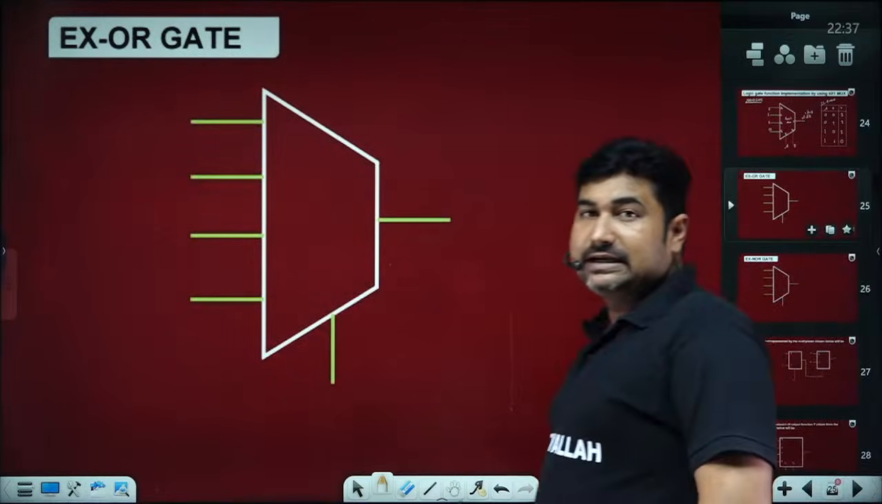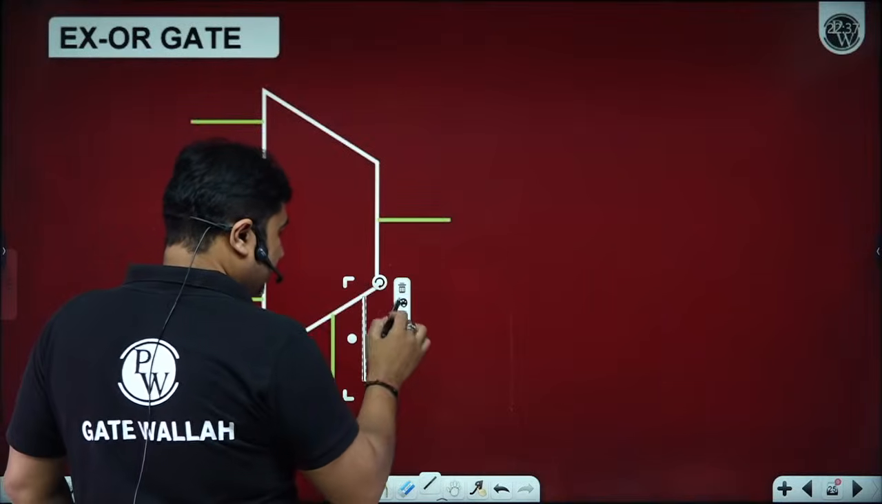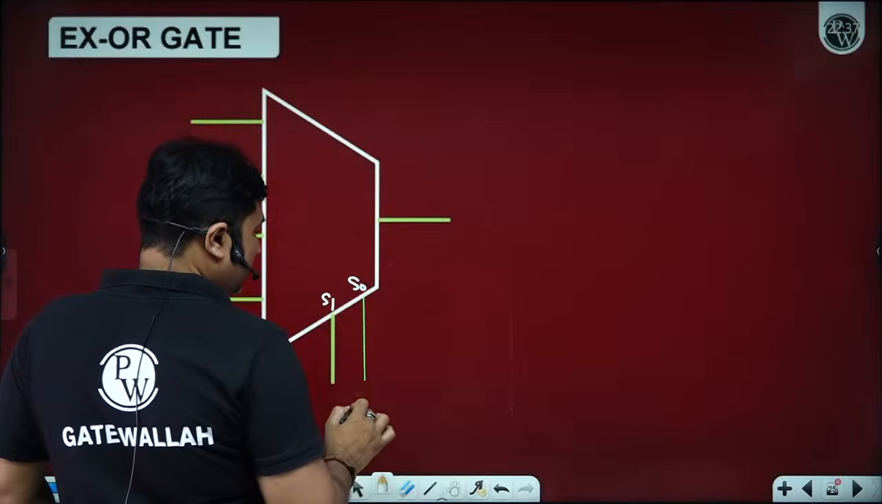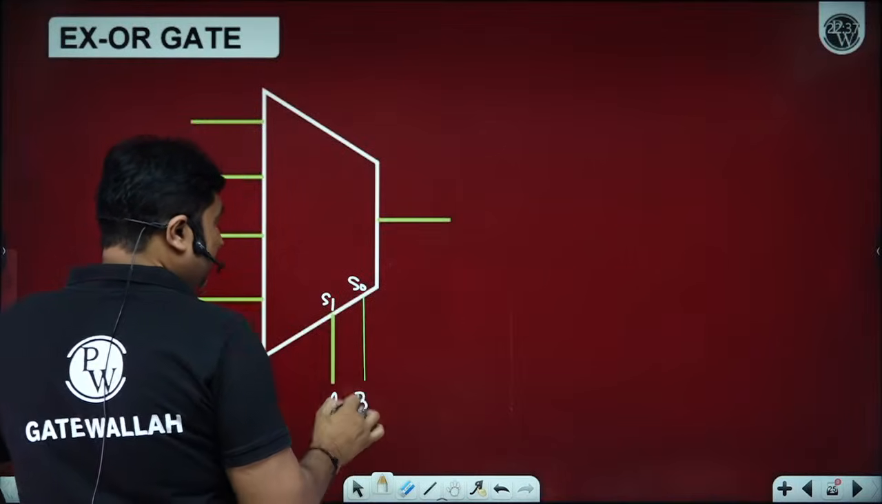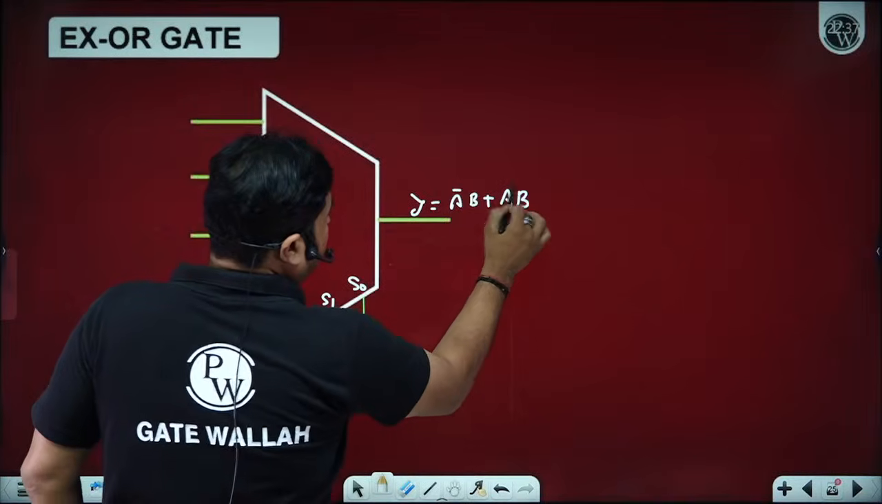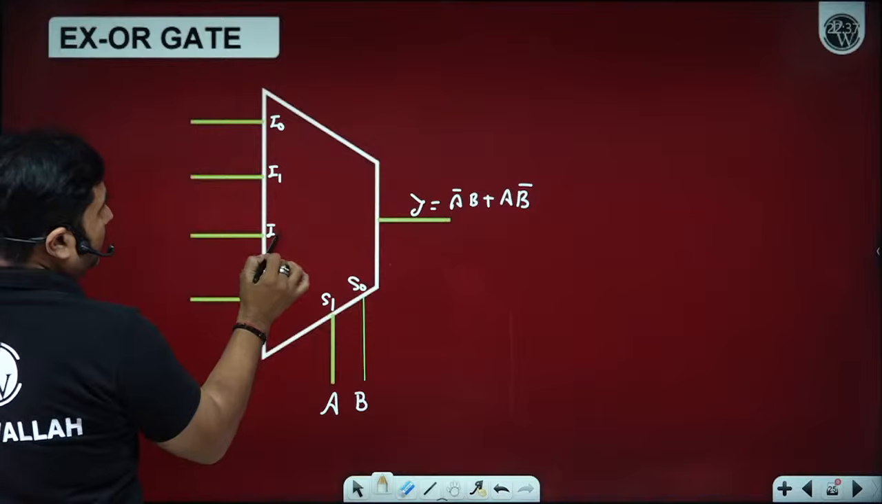Can you implement a XOR gate? Yes, sir. How to implement a XOR gate? Sir, very easy. We have S0, S1. So you can put A and B here. You want A bar B plus A B bar. Very easy, sir. I0 pin, I1 pin, I2 pin, I3 pin.